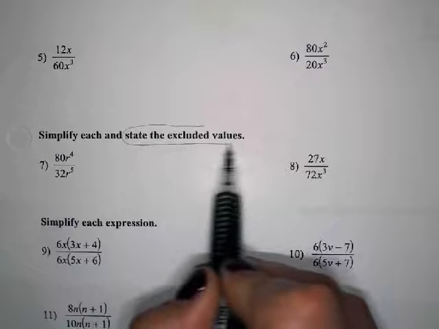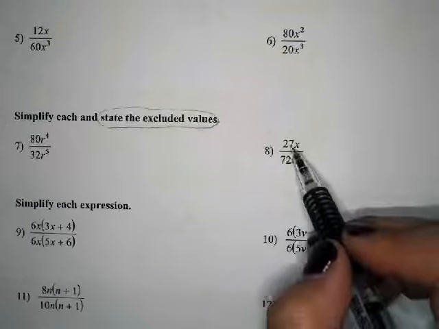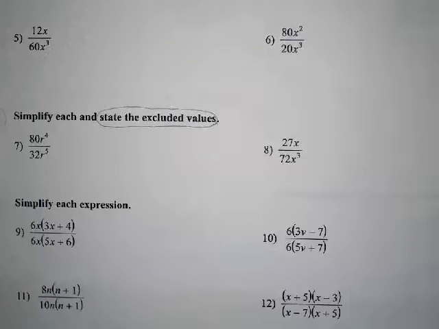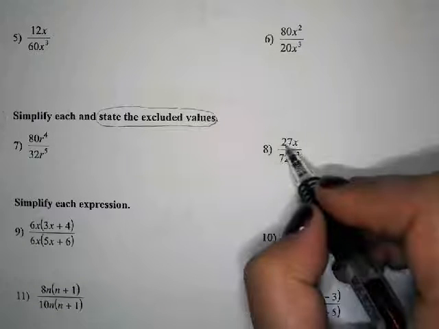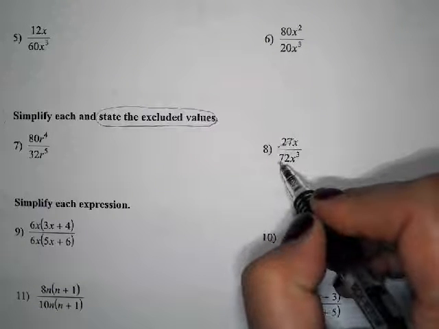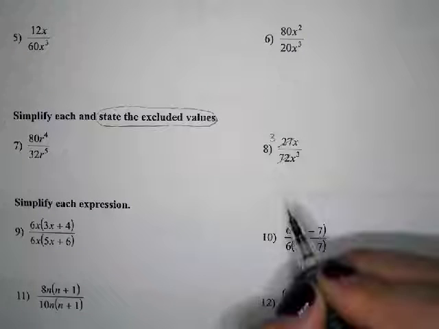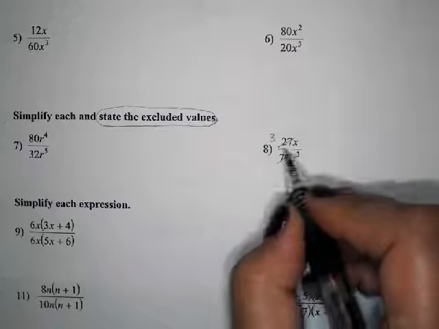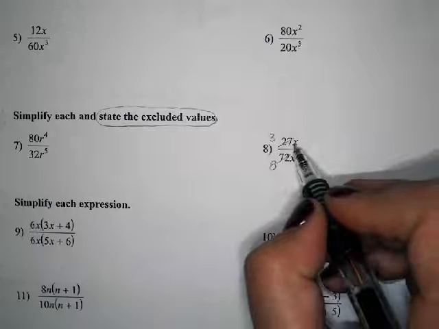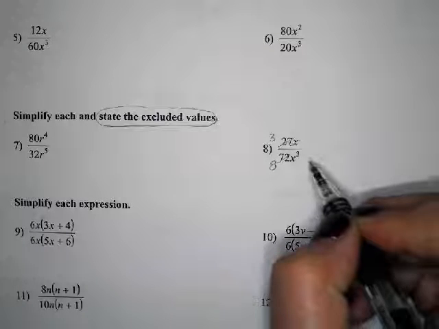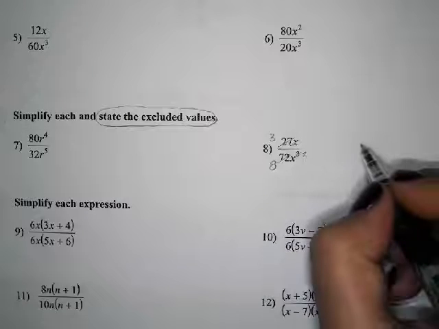So 27 and 72, what number comes out of both of those? 9. Okay, 27 divided by 9 is 3. 72 divided by 9 is 8. And we can take 1x out, so the one on the top is gone. Take 1x out on the bottom, we have 2. So 3 over 8x squared.